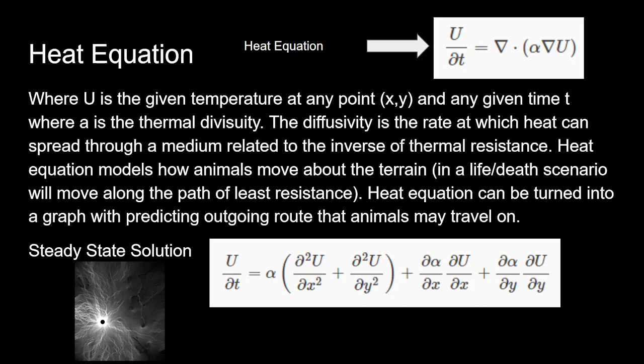With these two equations, we can model a graph that predicts outgoing routes that animals are most likely to travel on. There's an example of that in the bottom left, where the dark black circle is the epicenter and the white lines are the most probable routes that animals would migrate on.